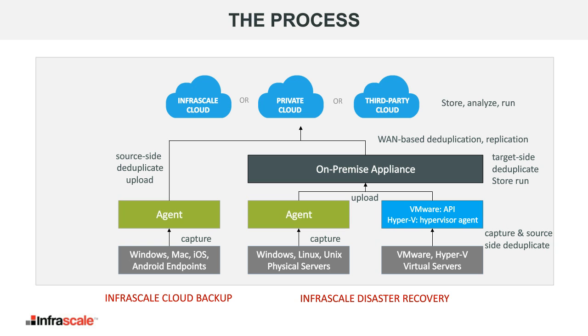So we're going to capture those systems, and in the case of cloud backup, we dedupe the data. We directly send the data to the cloud of your choosing. And then in the case of DR, we capture those systems to an on-premise appliance, and then we deduplicate there, and we replicate that data to the cloud. So you have two copies of that data.